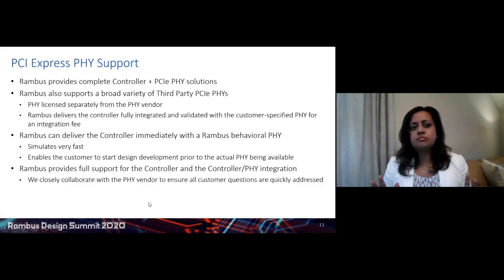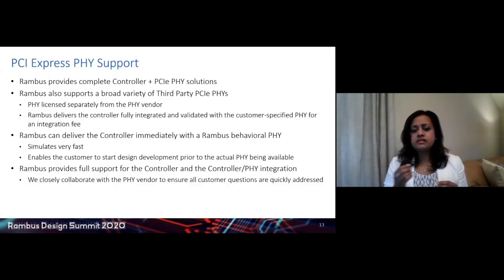So looking at our PCI Express support on the PHY side, as you have heard Phani mention, we do provide PHY solutions as well. So you can come and get the controller plus the PHY offerings from Rambus. But in the case where you would want to use our controller with a third-party PHY, you do have that option as well, where you will license a PHY from the third-party PHY vendor, and you would come to us and we would take ownership of the controller fully integrated with the customer specific PHY for an integration fee.